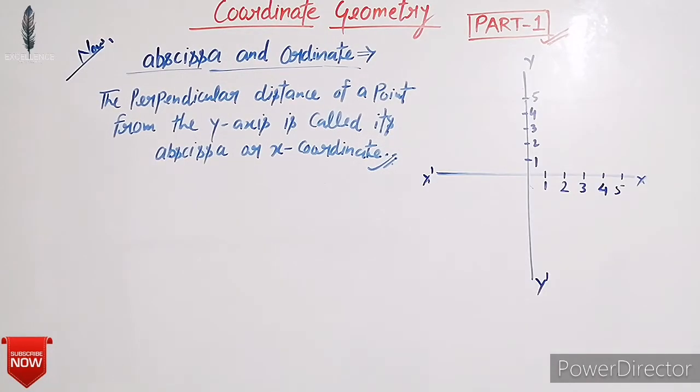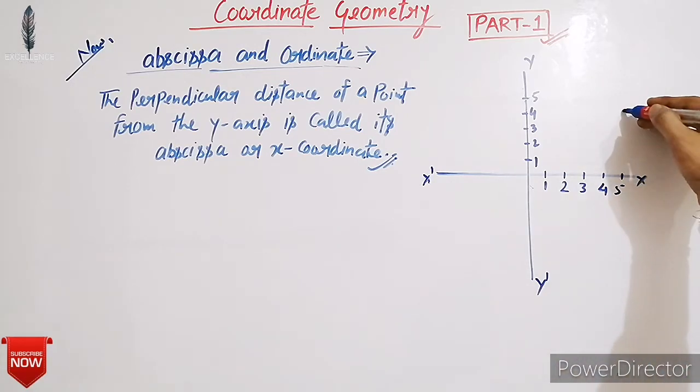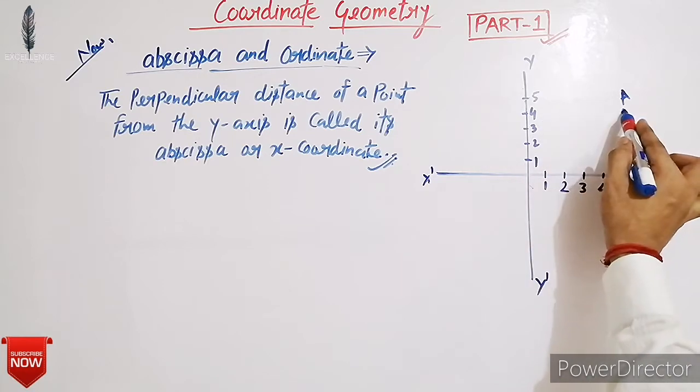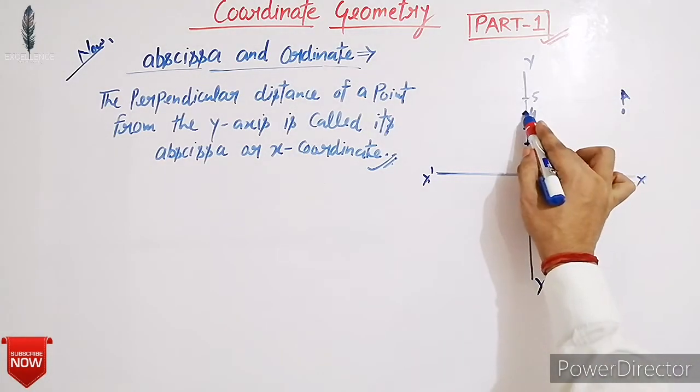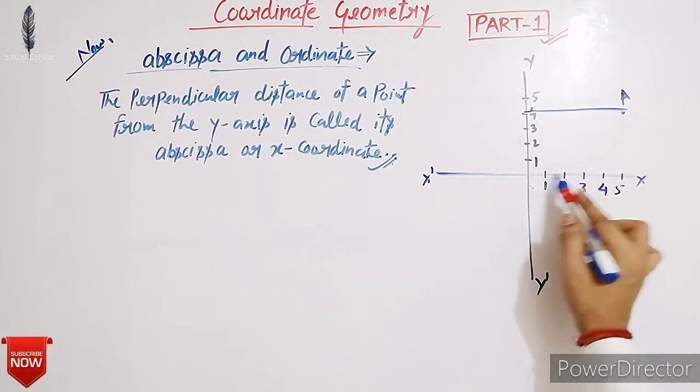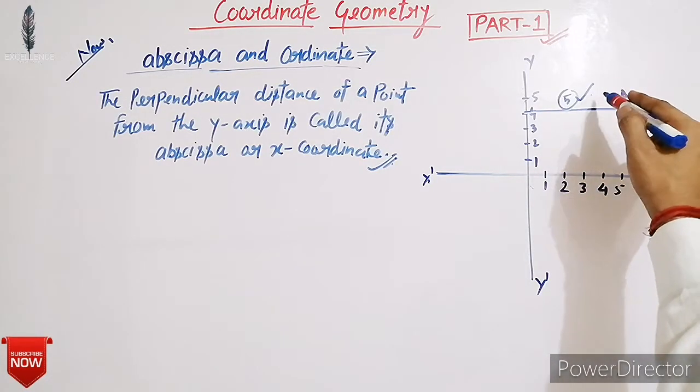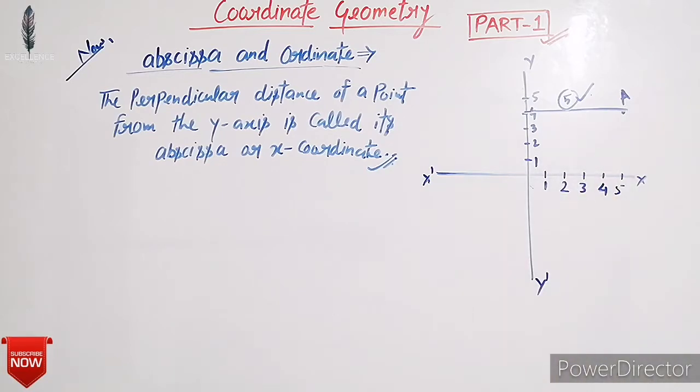Okay, let's see here. Here is a point A. The perpendicular distance of this point from the y-axis is 5. Okay, so 5 is called its abscissa or x-coordinate.